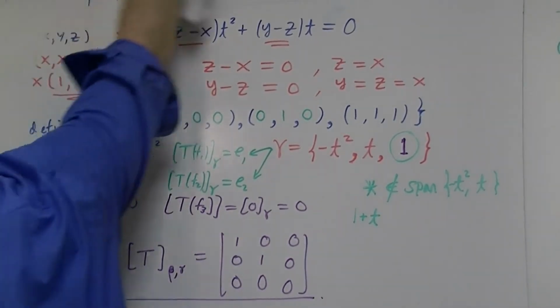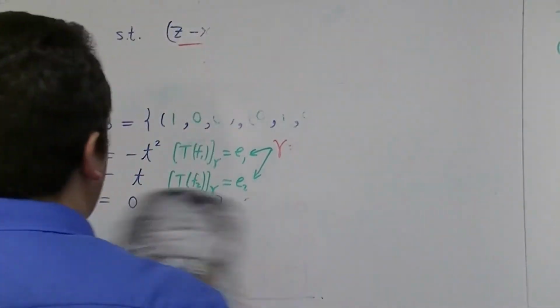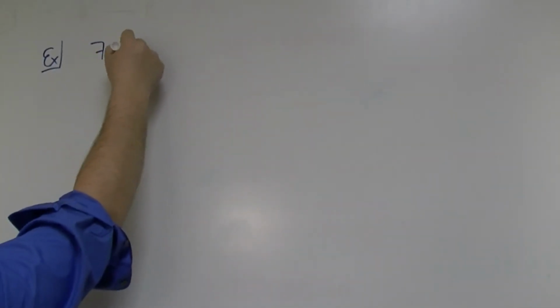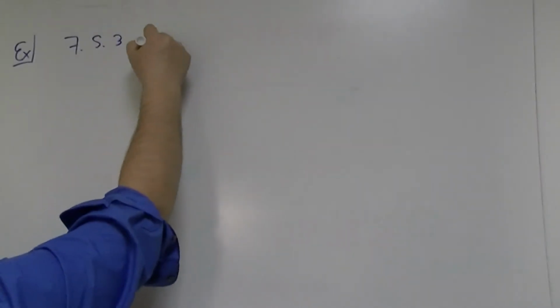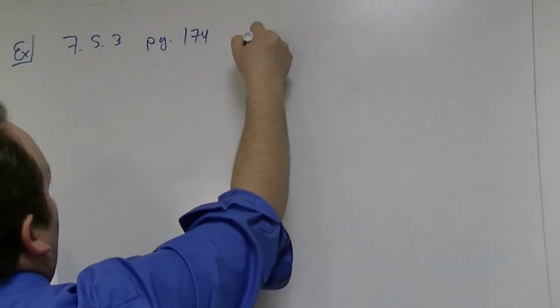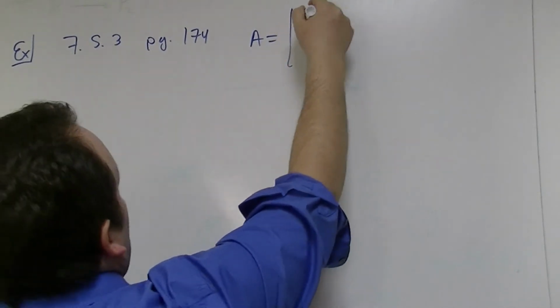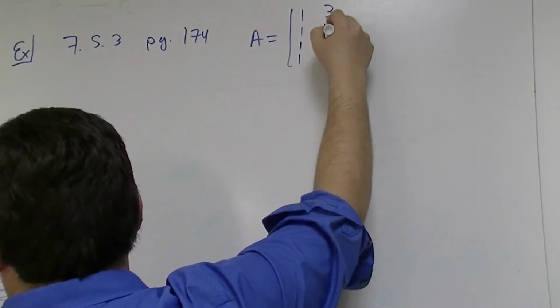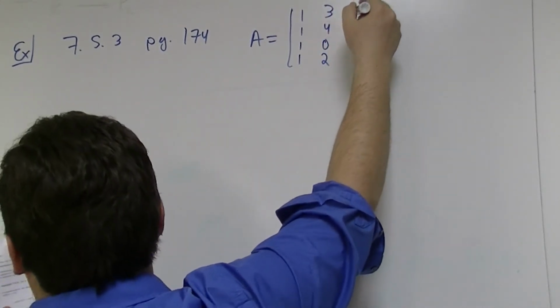I just want to take a minute, because what's in the notes will actually help you solve the problem in the homework. I wish I could remember which number it was, but if you look at example 7.5.3 on page 174, I show how through specific row reductions you can take A equal to the matrix with first column 1, 1, 1, 1, second column 3, 4, 0, 2, third column 4, 5, 1, 3.